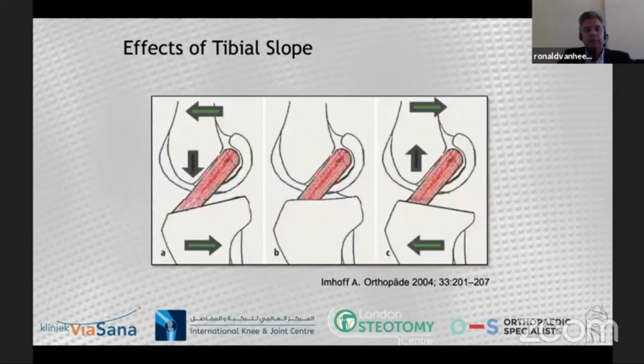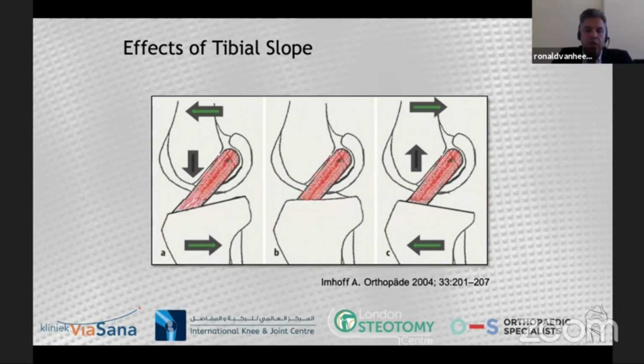This is from Imhoff, the group of Imhoff, and they made some drawings to show that effect. If you have a negative slope, the femur wants to move forward on the tibia. If you have an increased slope, the tibia wants to move forward instead of the femur, and the femur moves backwards. Now we all know the situation which is drawn up on number C on the right side.